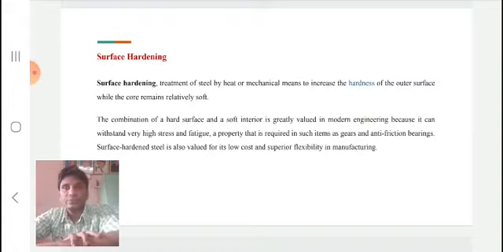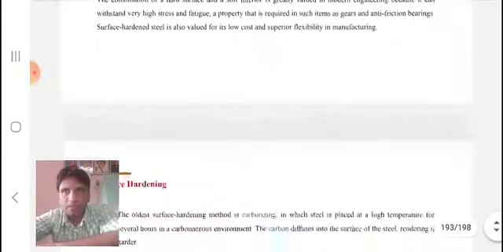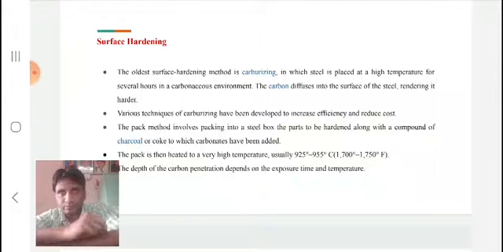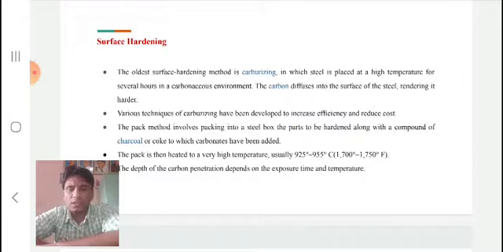So to achieve this kind of properties in a metal, what we do is surface hardening. So how do we make the surface hard? It is very simple. Let us discuss surface hardening.